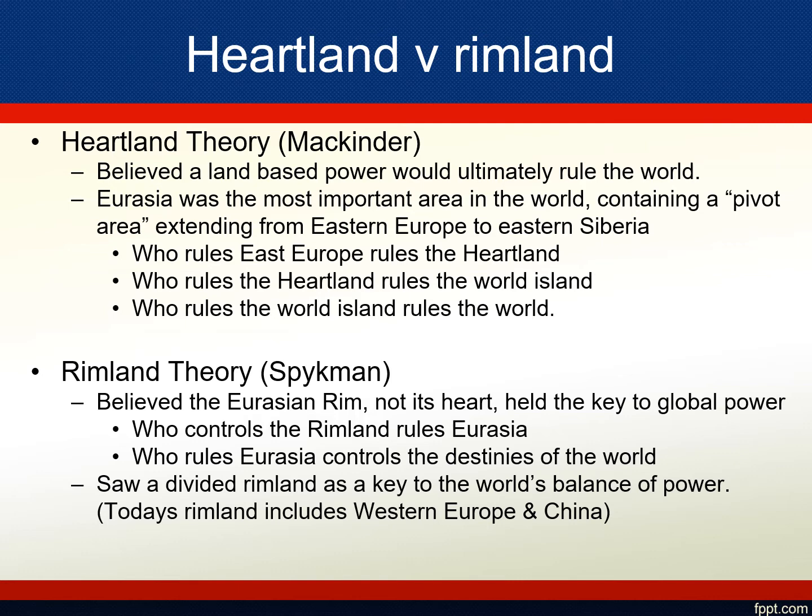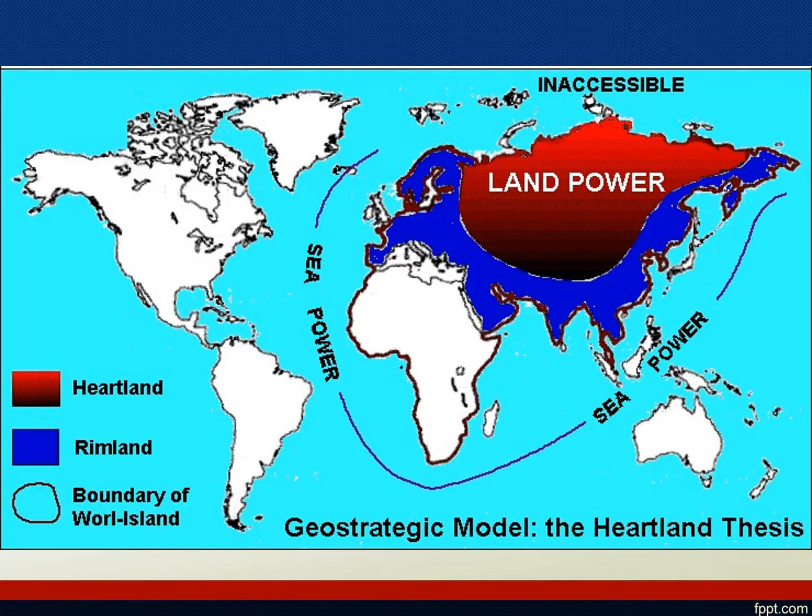This was really the US policy during the Cold War, making alliances along the rimland and making sure that the Soviet Union didn't spread into the rimland. That was known as containment, and that was the US policy. So here's again the map, just showing you what it means when we say heartland versus rimland.